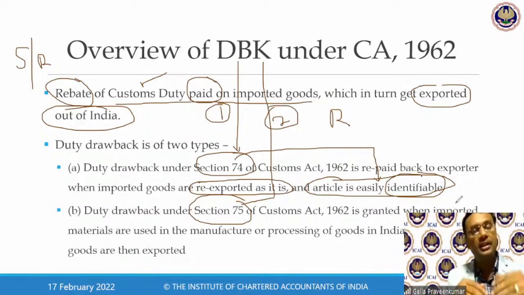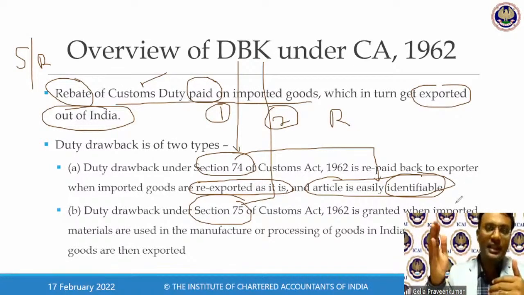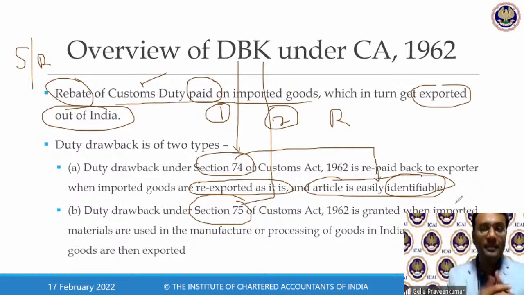Look, you have come as a tourist. When you were visiting India, you came with a cycle called brand A. But when you're going back, it was not brand A, it was brand B. So in that case, they'll say, look, I cannot give you a duty drawback. I cannot give you the duty you have paid at the time of import. So for me, the first condition under Section 74 is that the goods are exported as it is and the article is easily identifiable.